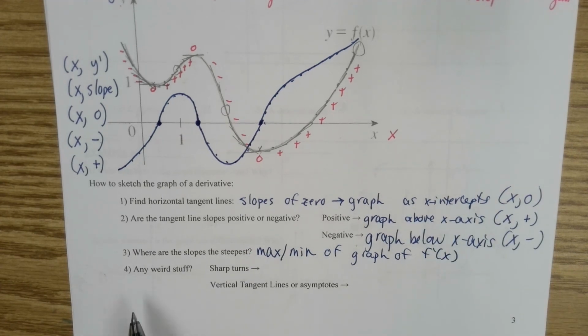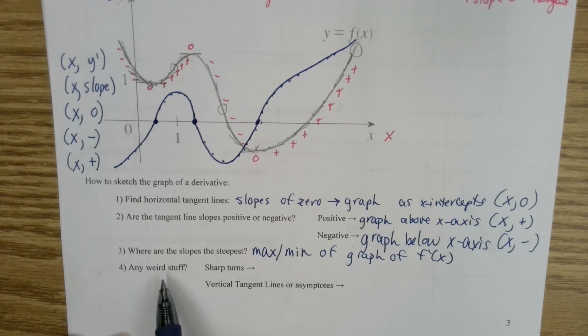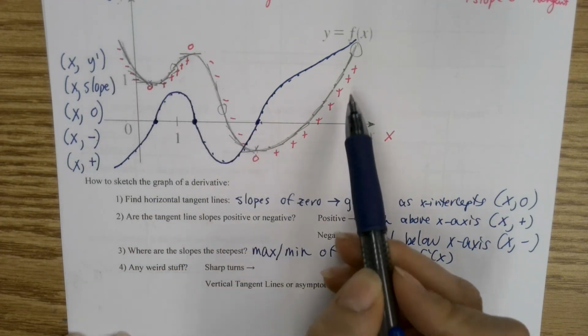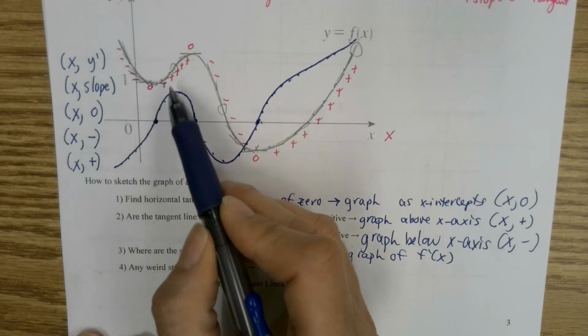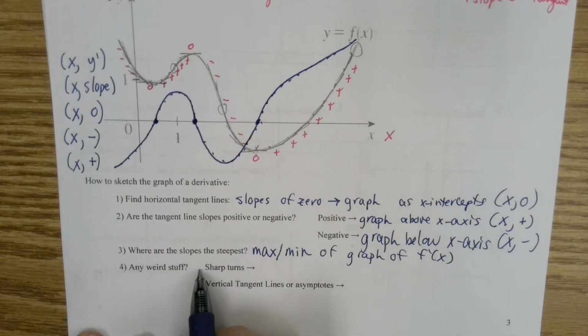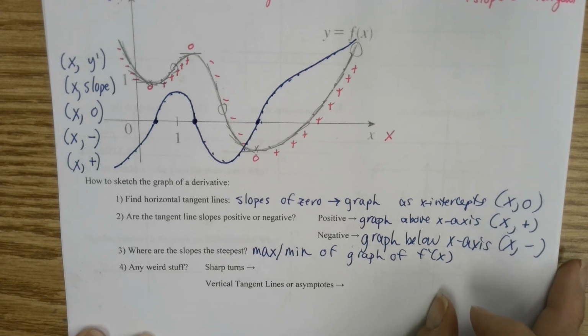Okay, so the last part is probably the part that you're going to have the most trouble with, which is what happens when you have weird stuff happening. What do I mean by weird stuff? Well, this graph was a nice smooth polynomial. We will all get very good at sketching what we think the derivative of a polynomial looks like. But what happens when we have sharp turns? Well, you'll find out very soon because we're about to talk about sharp turns.